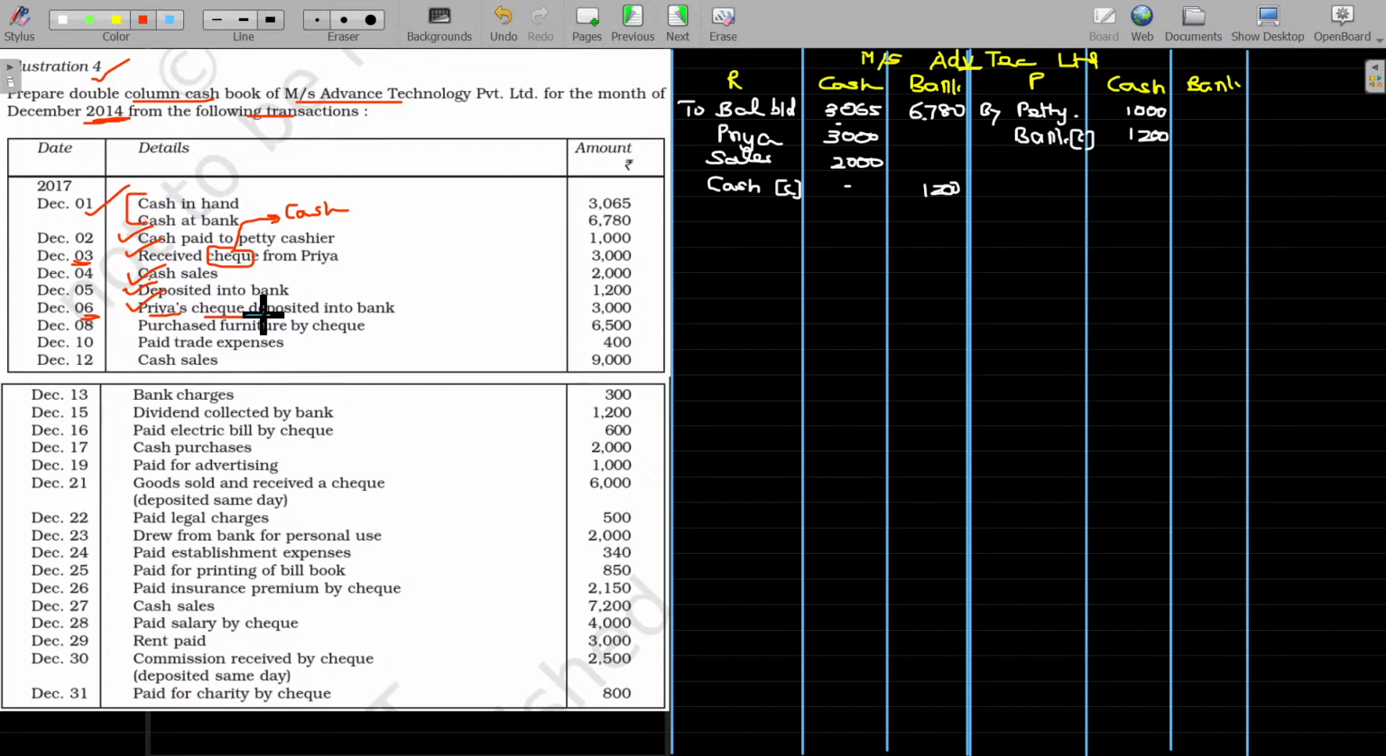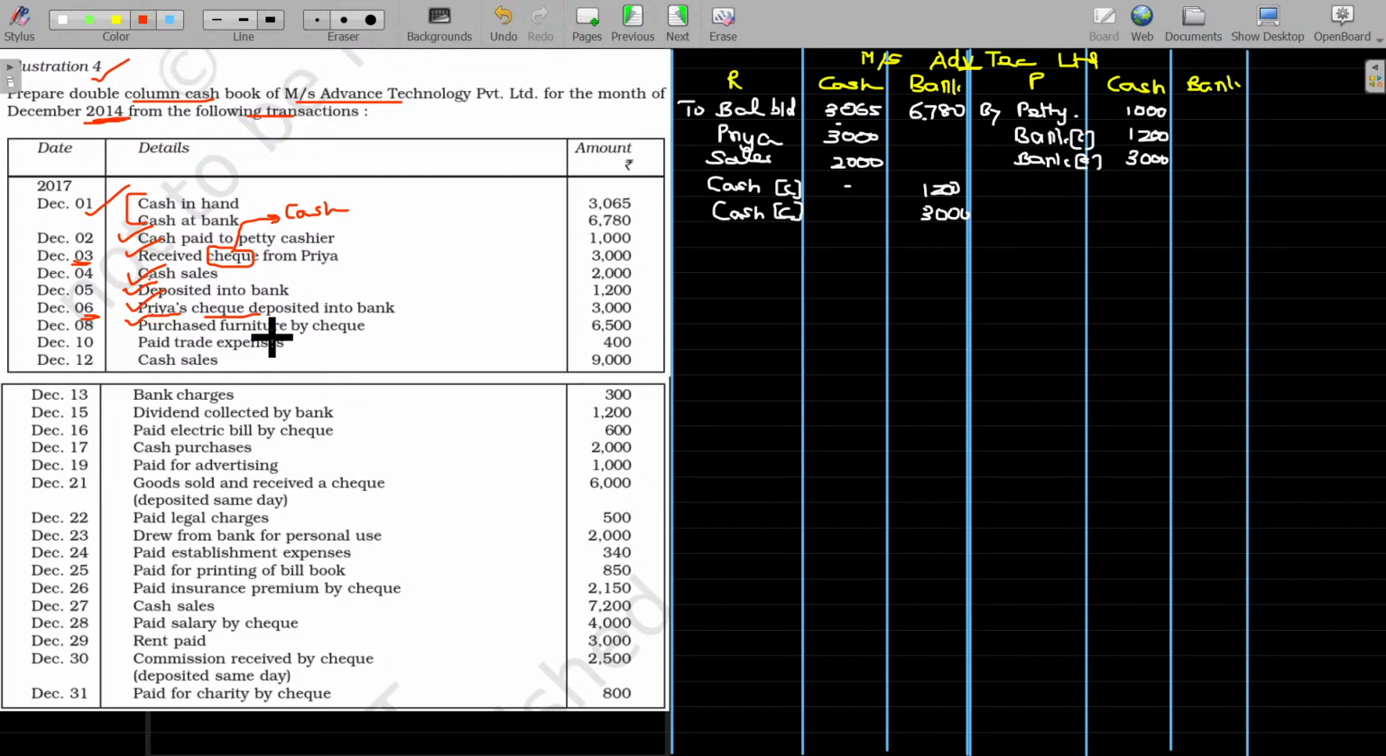On 6th December, the previous check is deposited into the bank. It will now come in the bank account, 3000 rupees as the receipt. And in the cash, it's a payment. Is that okay? So under cash, it is bank. Under bank, it is cash. Again, contra. Hope you now understand why we use the C here. In the previous illustration number 3, I explained the reason for contra and how I apply the ledger folio and all here.